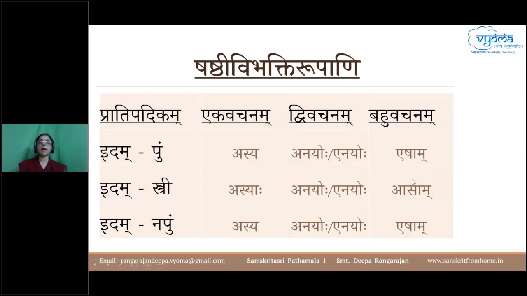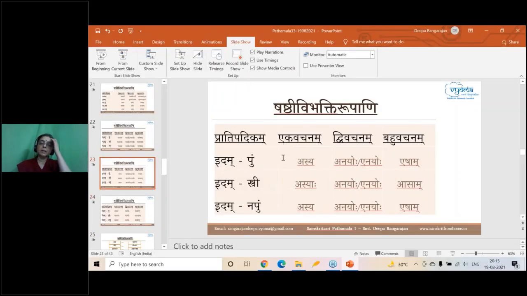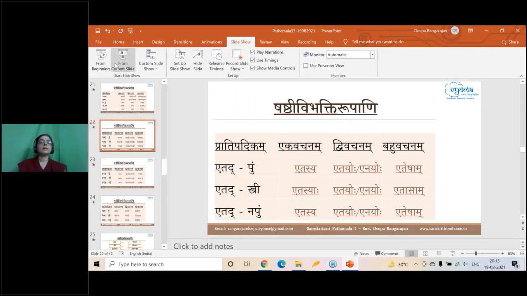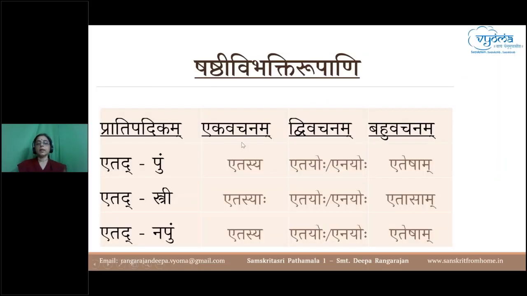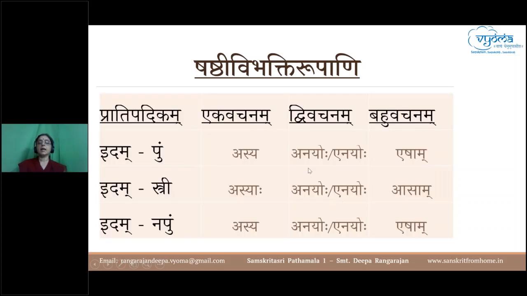Idam shabda: asya, anayoho, enayoho, esham in pullinga. Here also the dvivachanam has two forms and the second form is the same as the etat shabda. If you notice, etayoho, enayoho. Similarly in idam shabda also it is anayoho, enayoho. So the second form is the same as for the etat shabda. Asya, anayoho, enayoho, esham for pullinga. Asyaha, anayoho, enayoho, asam for Srilinga. Asya, anayoho, enayoho, esham for Napumsakalinga.